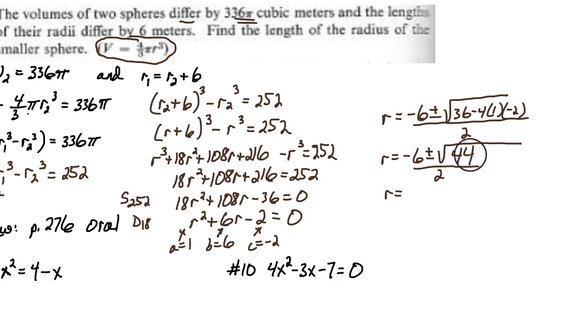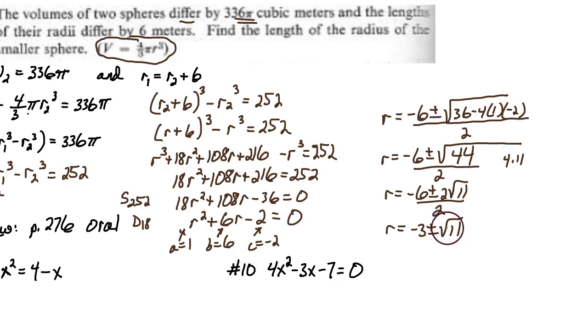Next up, think of 44 as 4 times 11, because you can take the square root of the 4. We get -6 plus or minus 2 square root of 11 all over 2. This reduces to -3 plus or minus the square root of 11. Now, about how large is the square root of 11? If you find that as a decimal, you would get that the square root of 11 is about 3.3.